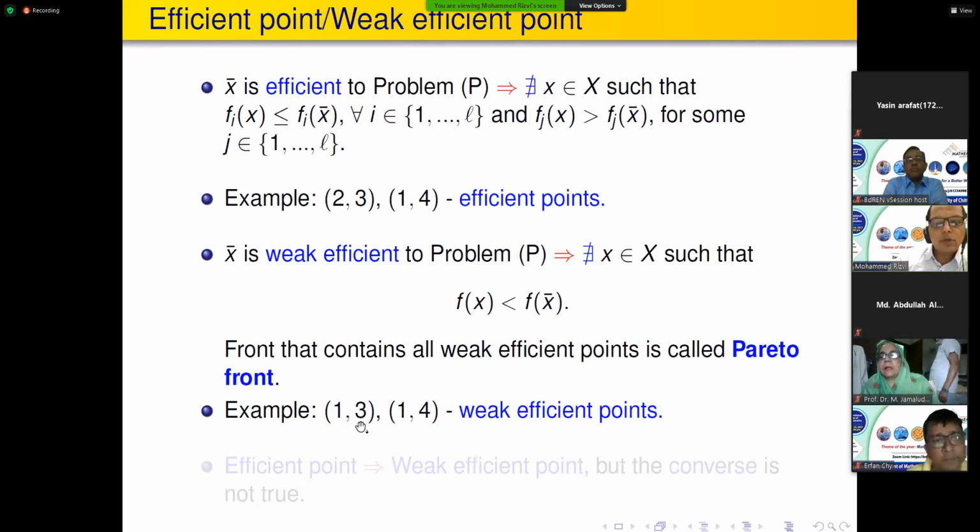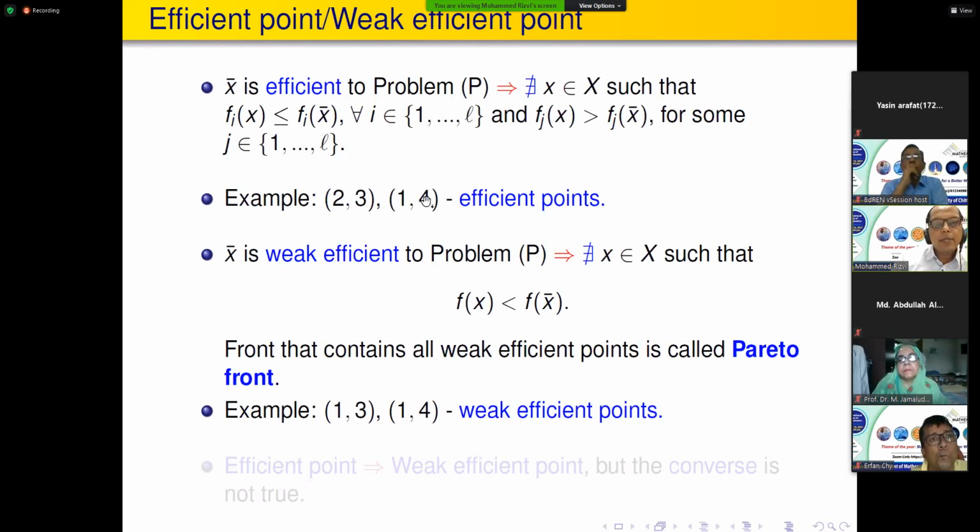So when you call it weak efficient, we are relaxing some strong conditions. We can say, okay, we can consider this point as well, because it is not clearly dominated, only partially dominated. However, we can ignore that. But here you can look at these 2 points. 1, 3 is efficient, but the other, 1, 4, is not efficient because the definition doesn't hold there.